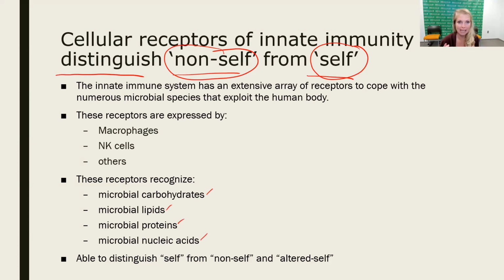proteins, nucleic acids, sugars that are found in both self cells and non-self. But those microbial cells, their carbohydrates, their lipids are just slightly different than what we see in human carbohydrates and lipids and proteins and such. And so based on receptors that recognize these macromolecules of microbes, macrophages, NK cells, and a few others are able to distinguish non-self from self.